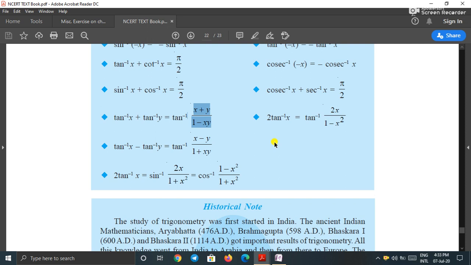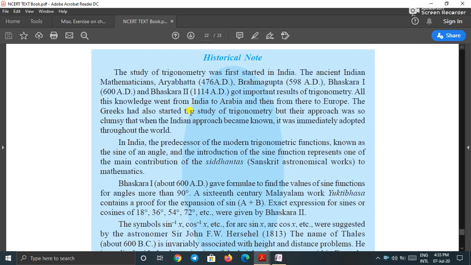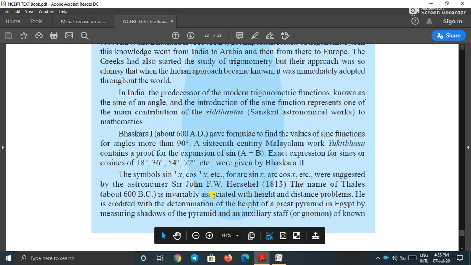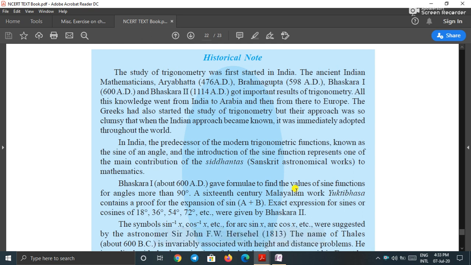This is the summary of your chapter. This is a historical note and it is a very interesting note. You should read this note because this note makes an interest, or I can say enhances your interest in mathematics. So you should read these historical notes at the end of every chapter, right?